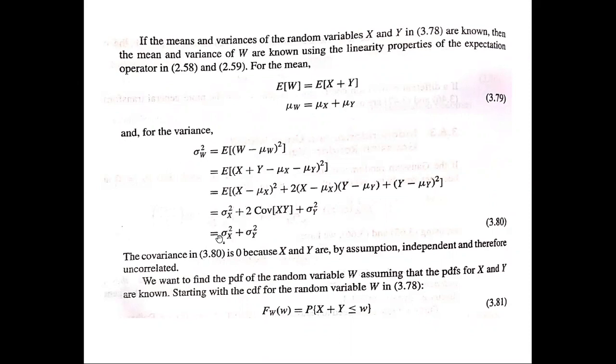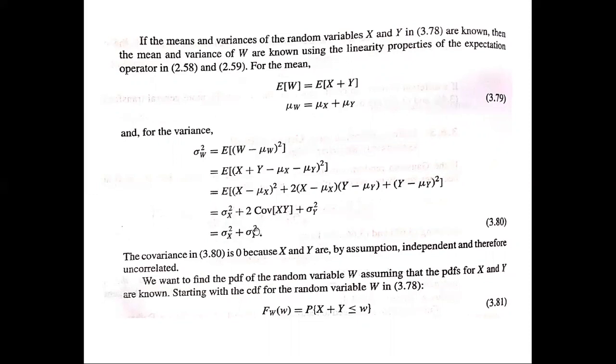So sigma w squared is equal to sigma x squared plus sigma y squared, because the covariance is equal to 0, because x and y are independent variables. Independent variables are therefore uncorrelated, and hence the covariance is equal to 0, and therefore the variance of the variable w will be equal to the variance of x plus the variance of y.